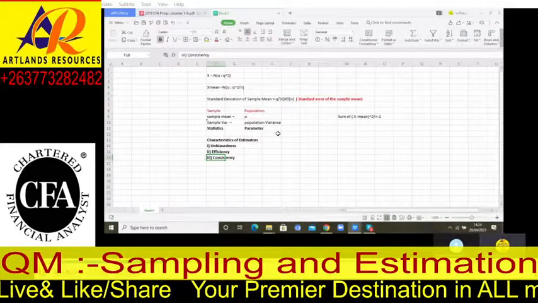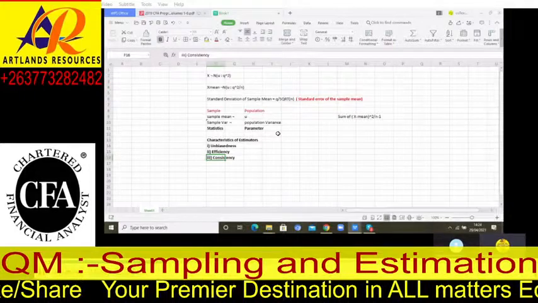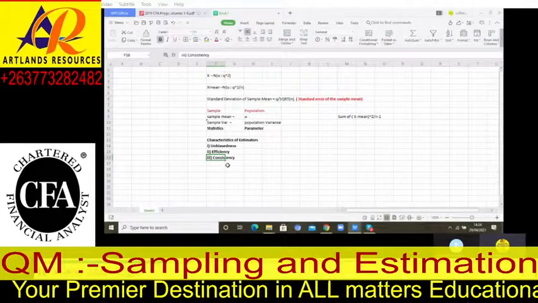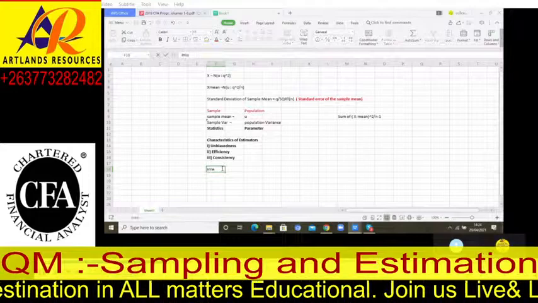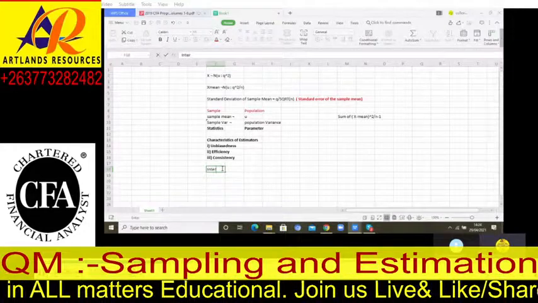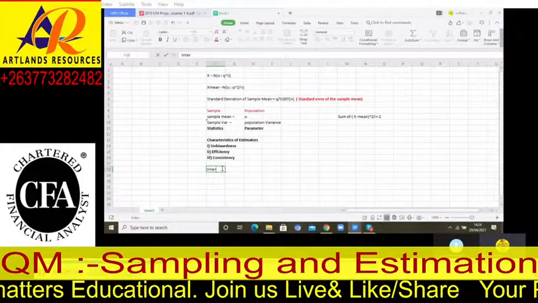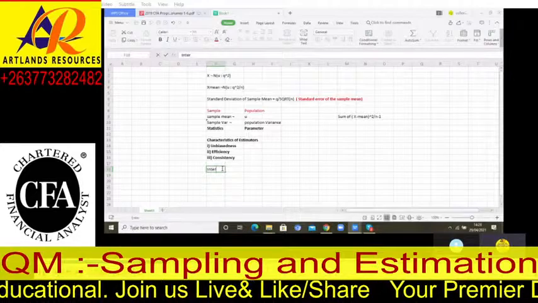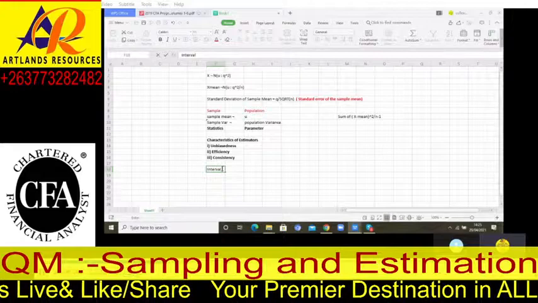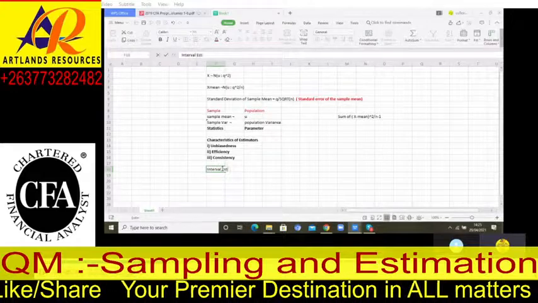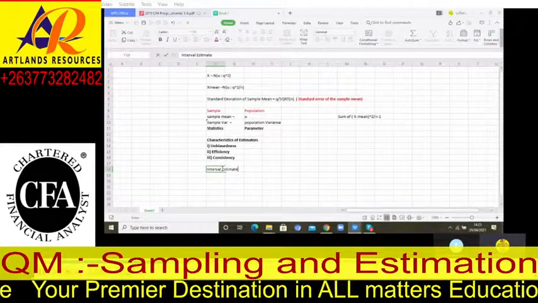So how do we mitigate that? We come up with what is called interval estimates. The point estimates are single digits, which might not actually represent the population parameter. So in mitigation, we come up with what we call an interval estimate. Some call it confidence intervals.